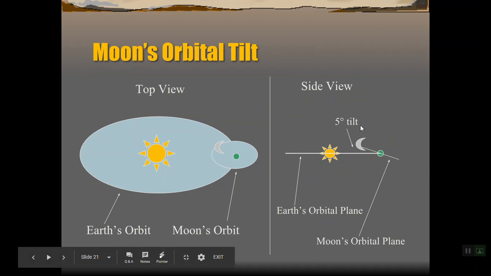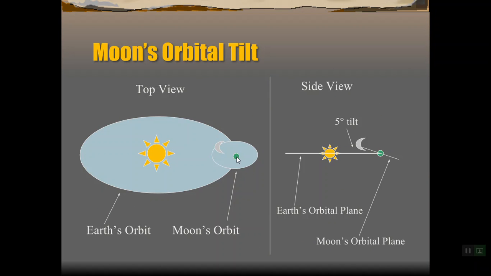And let's take a look at this picture here. On the left-hand side, this is a top view. You can see Earth is here, this green ball, and Earth is orbiting or revolving around the sun. You can see this is an oval or elliptical shaped orbit. It's not a circular orbit. And then you see the moon right here. The moon is also orbiting or revolving around Earth as Earth is going around the sun.